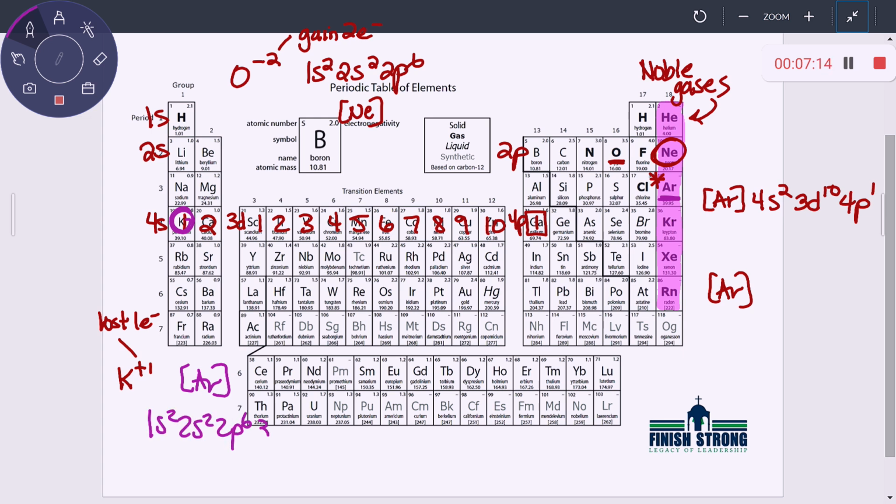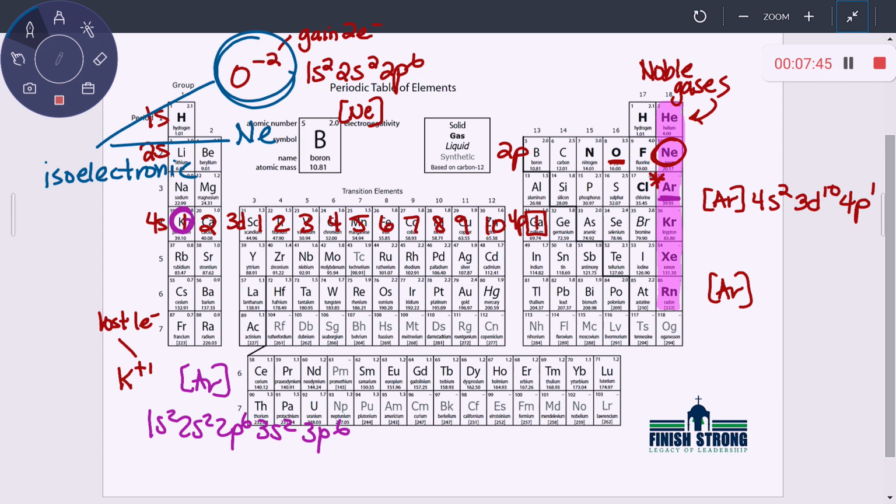1s2, 2s2, 2p6, 3s2, 3p6. Okay? If you are dealing with things that have the same number of electrons, so up here, if you were dealing with O -2 and neon, these both have the same number of electrons. So that means these are called isoelectronic substances. This is a definition in your book at the end of this section. I'll turn to that page in a second. Okay? So isoelectronic means you have the same number of electrons.